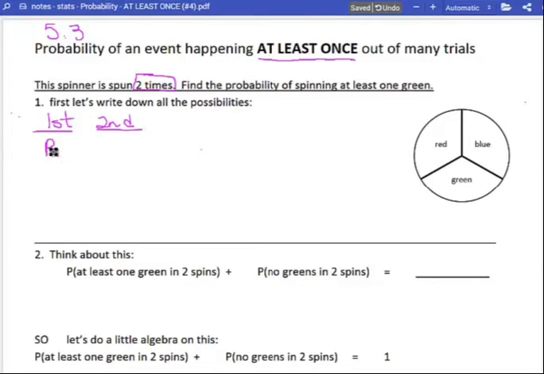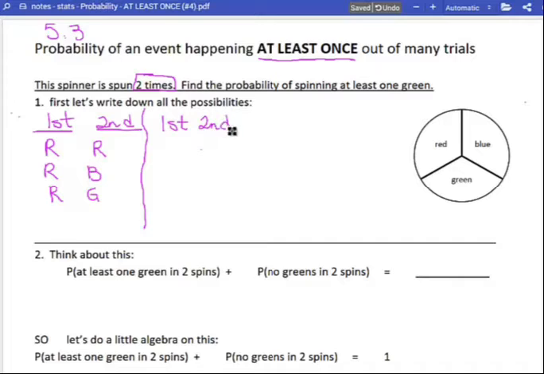So let's just say we start with red. Our first spin is a red. Well, how many ways can the second spin happen if that is the first spin? Well, it can be a red and a red. You can spin a red and then you spin another red. Or you can spin a red and then a blue. Or you can spin a red and then a green. Okay, that's all the ways if red starts, but red doesn't have to start.